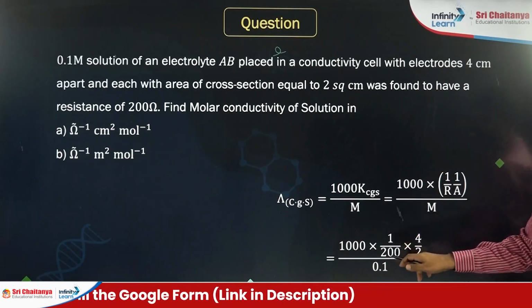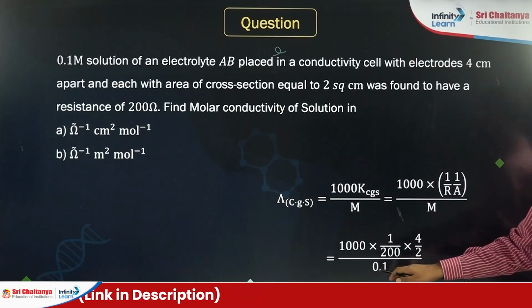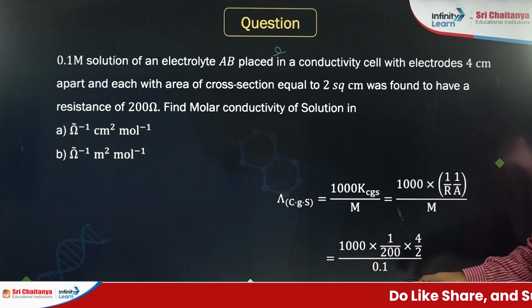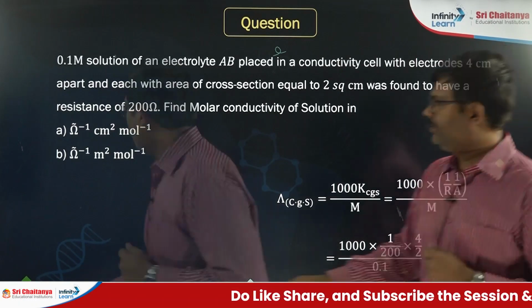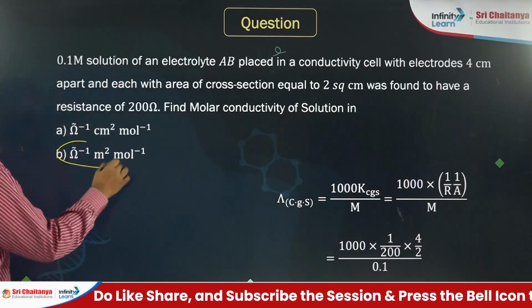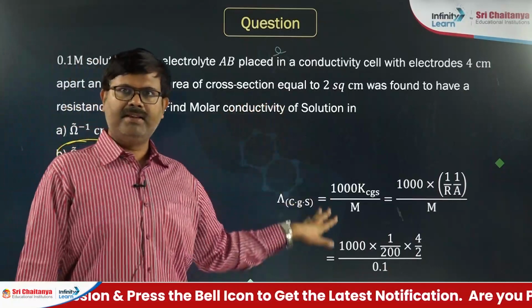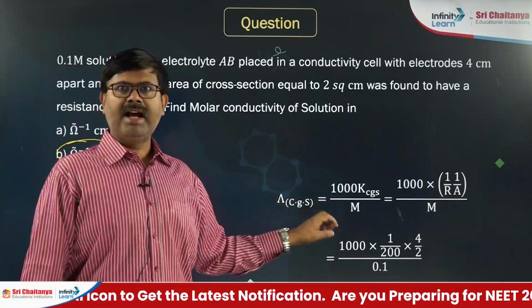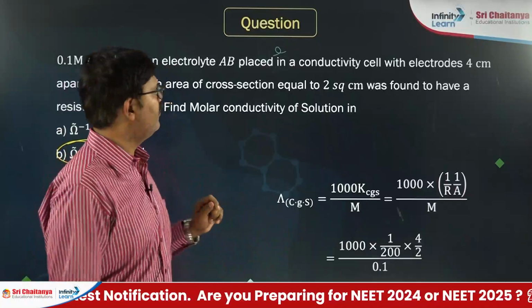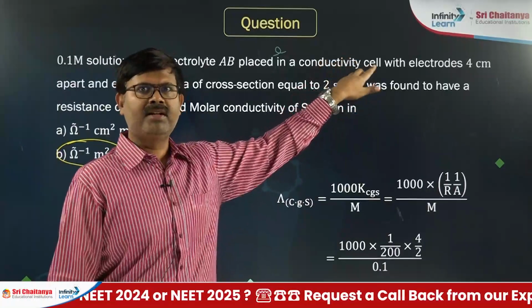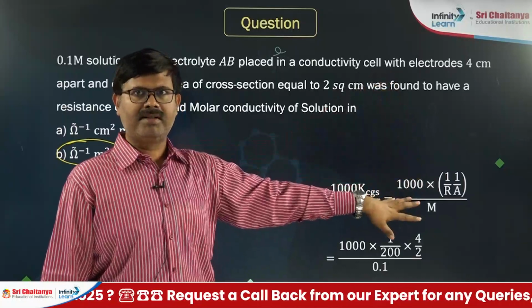So by substituting resistance, L, A and concentration, you will get the answer as 100 ohm inverse centimeter square mole inverse. Now, what about the second one? When they ask in terms of meter square, then just do like this. Then you will get the answer in the CGS unit, because if you see here, all are in square centimeters, and length is also in centimeters. So you will get the answer in centimeters square.